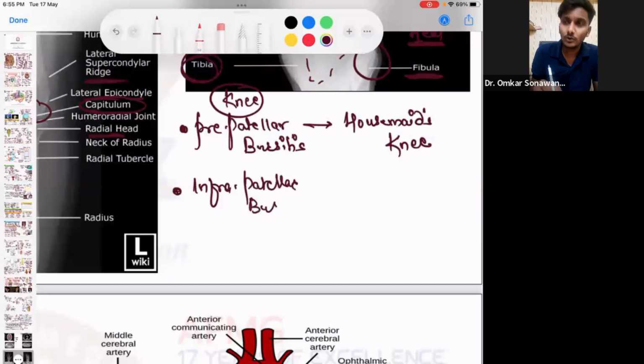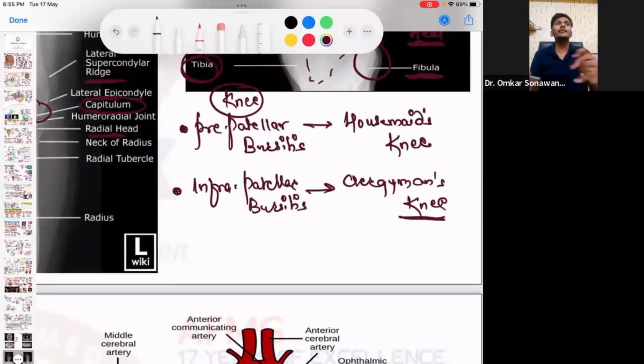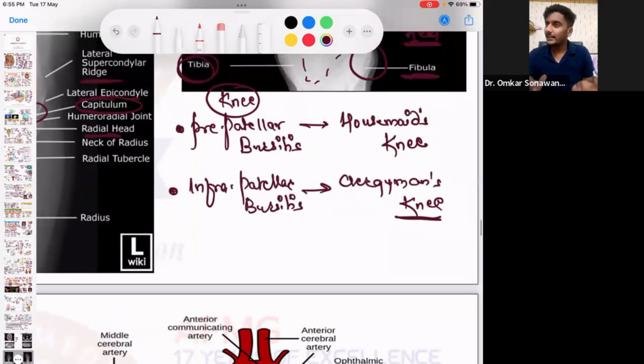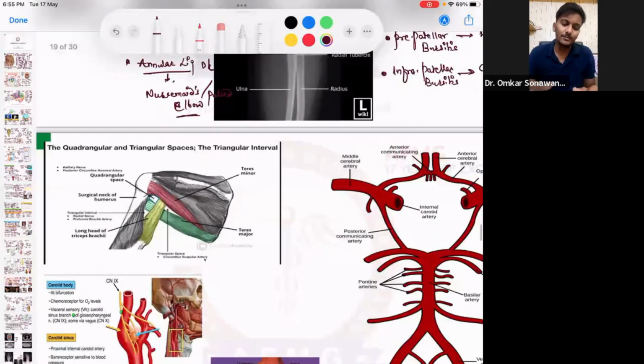Anybody? Very good. Clergyman's knee. Clergyman means a priest. So if they say priest, father or clergyman, then definitely it is the clergyman's knee. Infrapatellar bursitis, clergyman's knee. And prepatellar bursitis, housemaid's knee. No issues with this. They ask these important things separately.